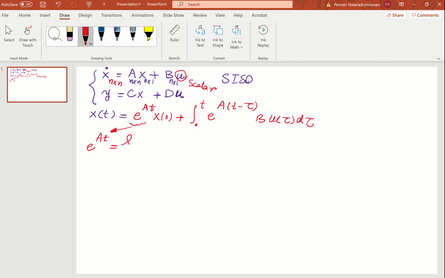And we name this the matrix exponential, which we can calculate from the inverse Laplace transform of (sI minus A) inverse, or, if you remember, from the Sylvester determinant theorem.